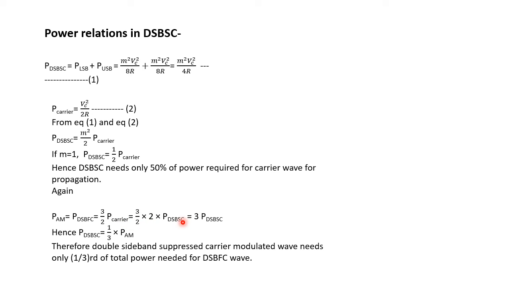And if we solve it, then it comes out to be 3 times P DSBSC. Hence, after this equation is rearranged, the power needed for double sideband and suppressed carrier is equal to 1/3 times the power needed for complete amplitude modulated wave propagation. Therefore, the double sideband suppressed carrier modulated wave needs only 1/3 of the total power needed for the full amplitude modulated wave.